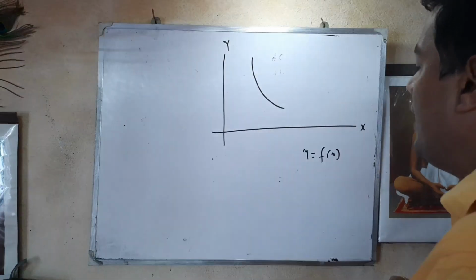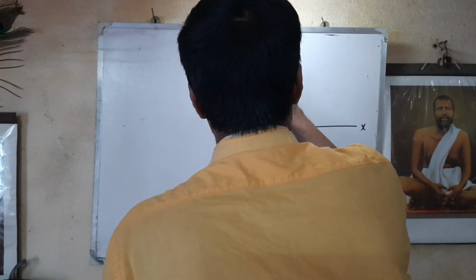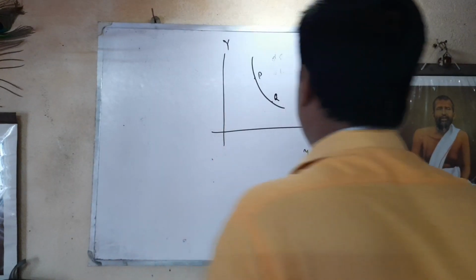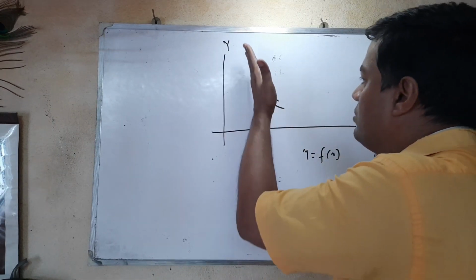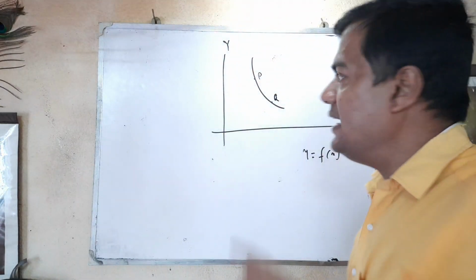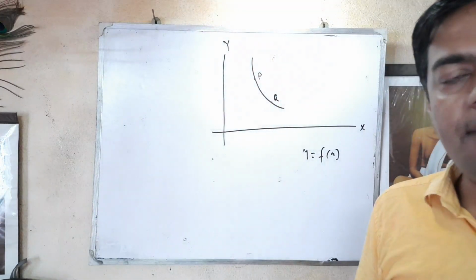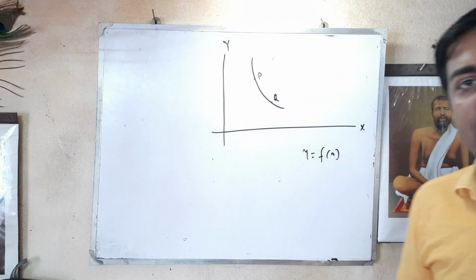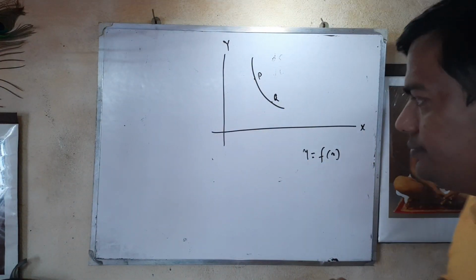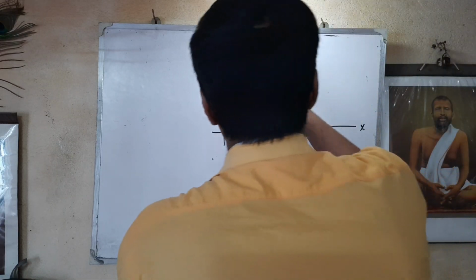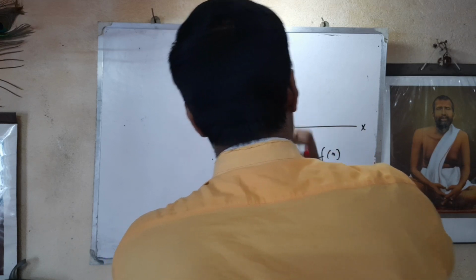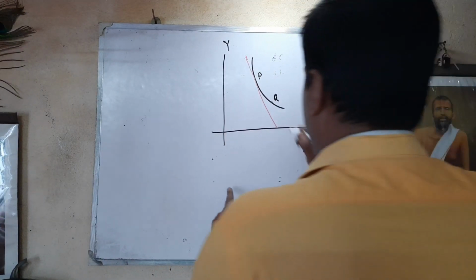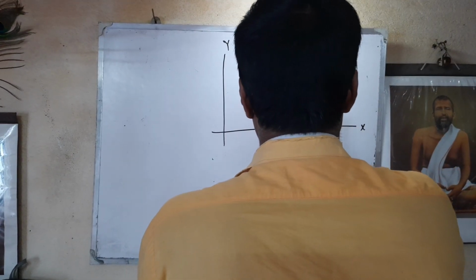Now choose 2 points of this curve, say P and Q. Any 2 points of this curve. I want to investigate the slope of this curve at the points P and Q. So at point P I have to draw a tangent. Now similarly I have to draw a tangent at point Q.